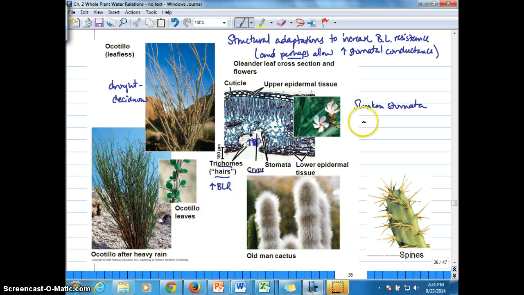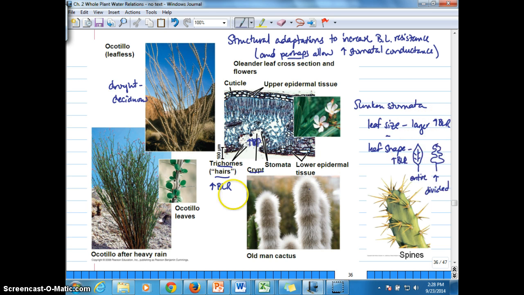The other aspects of structural modifications or structure and how it affects vapor pressure gradient or boundary layer resistance is the leaf size and the leaf shape. So the larger the leaves have higher boundary layer resistance, whereas a leaf that is shaped like this entire leaf will have higher boundary layer resistance than a divided leaf where air can flow across the surface.